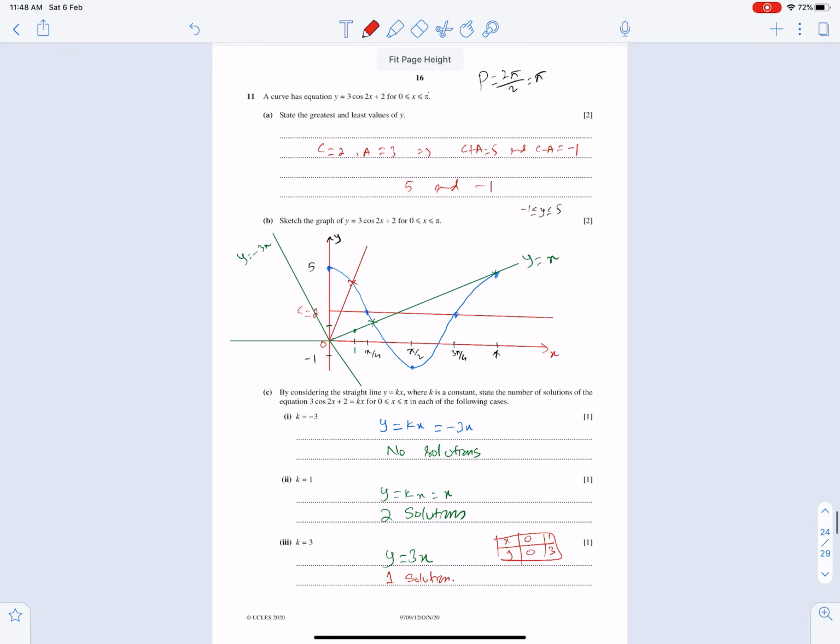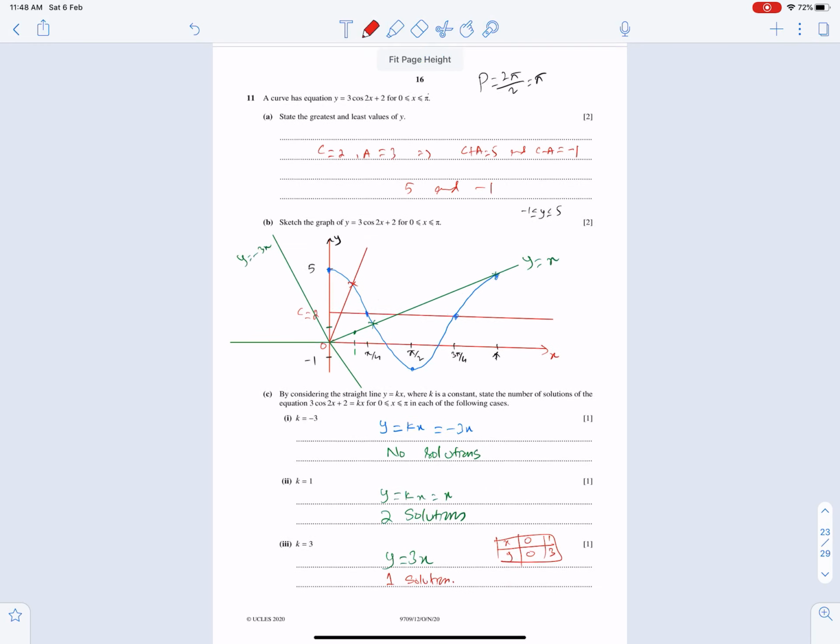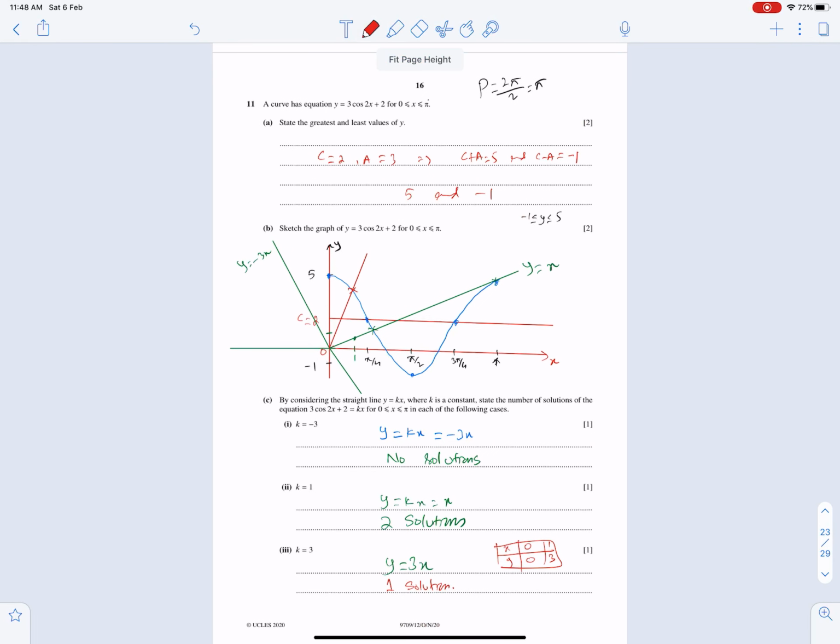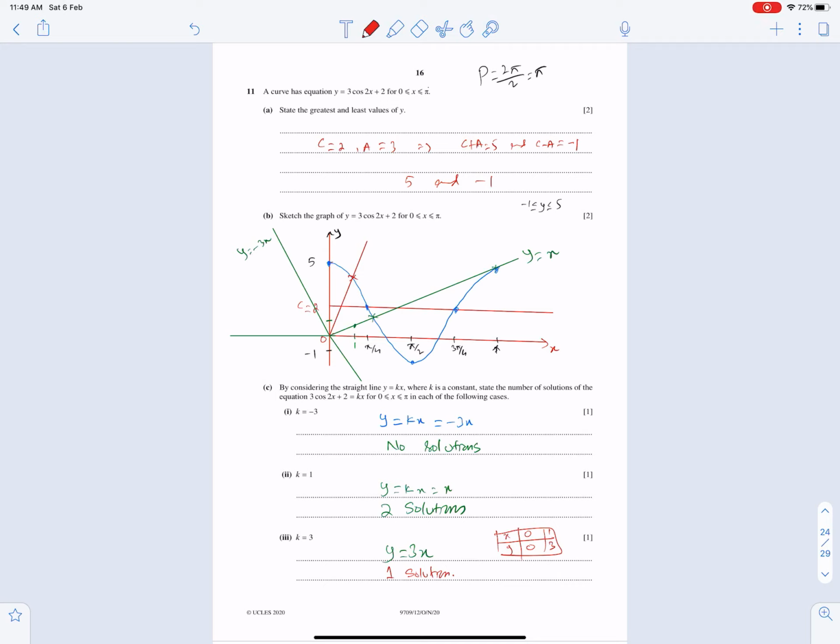If you want to check the whole question, then you can check this. I'll show the proper solution of this, the fair one. So this is C, A, and the greatest and least values, and this is the range. This range will help you to sketch this graph. Make sure you draw a proper curve, and this is the way to get the solutions of this equation.